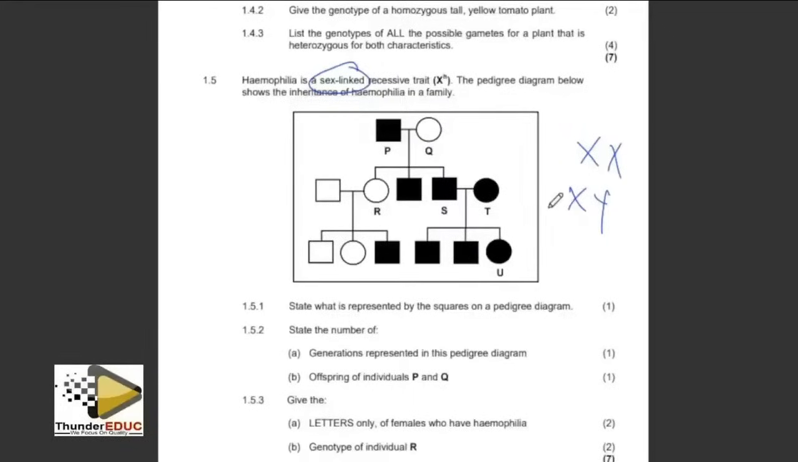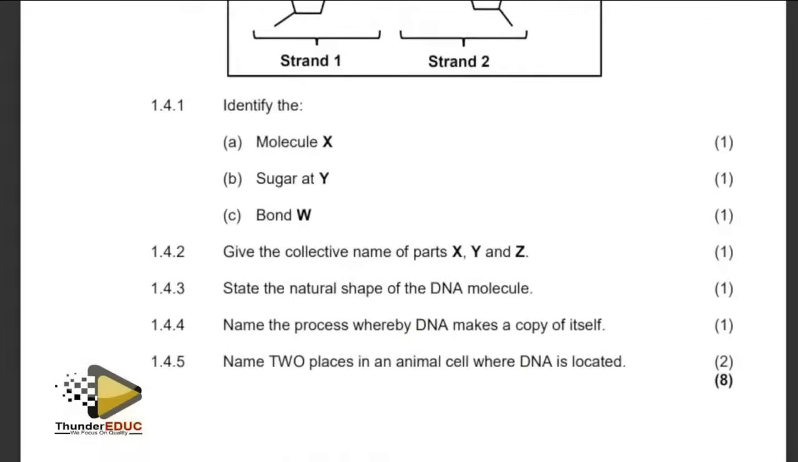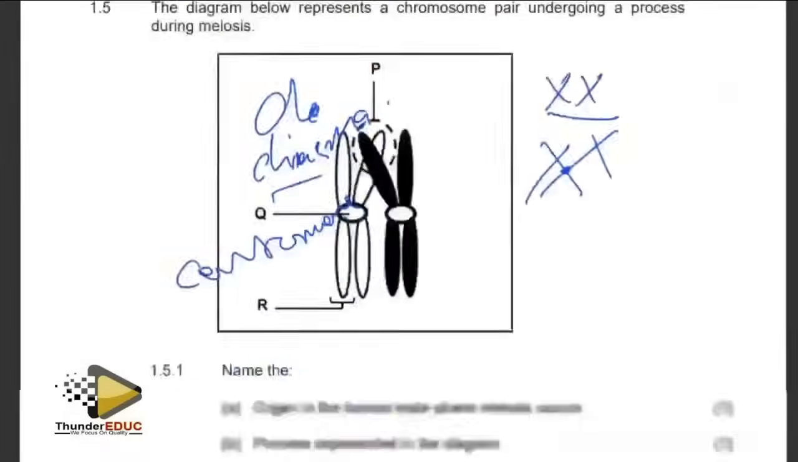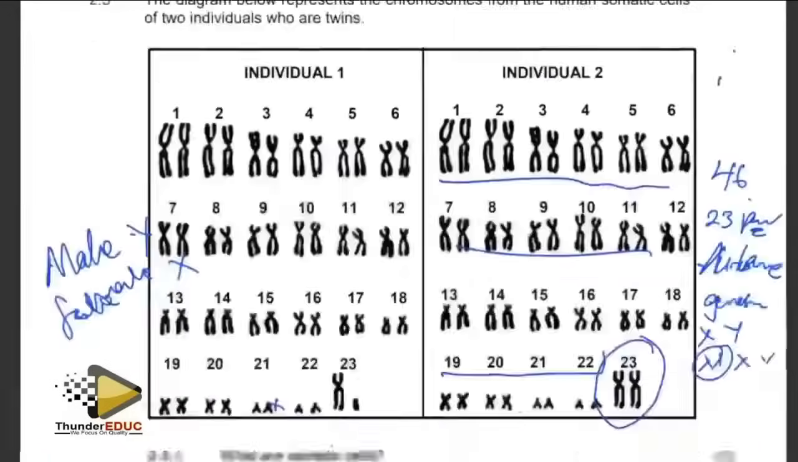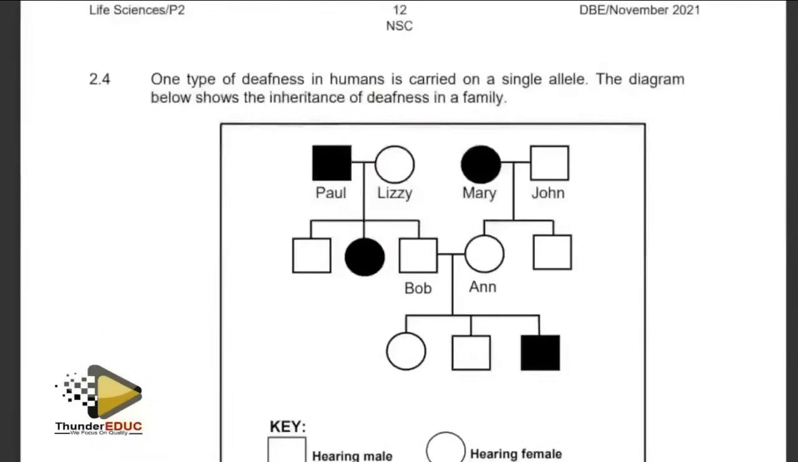Or sometimes they don't say sex-linked. They say that for hemophilia, the gene is carried on the X chromosome. Still, that is sex-linked. If it's not mentioned, please don't even bother. Don't even waste your time. Let me show you here.